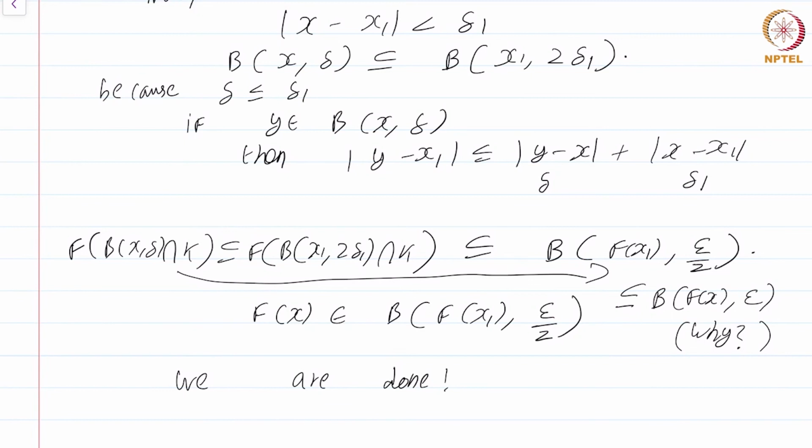So this was a somewhat technical proof, fiddling around with the quantities to make everything work, but it's just a straightforward application of the open cover form of compactness. So we have now shown that a continuous function on a compact set is uniformly continuous.